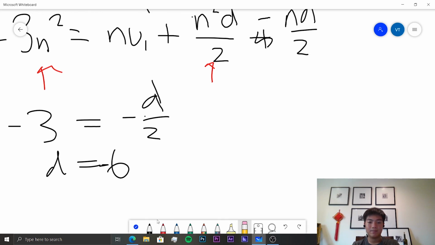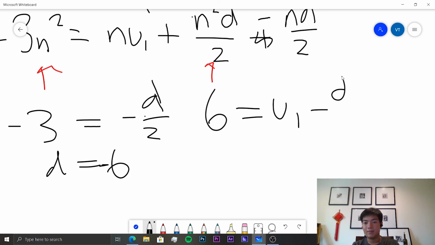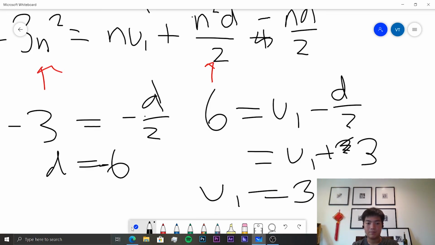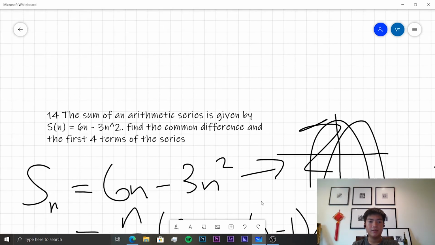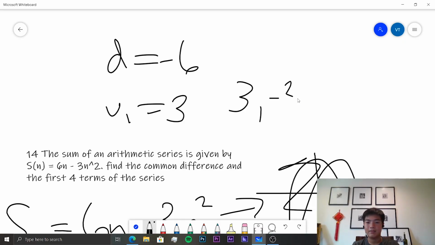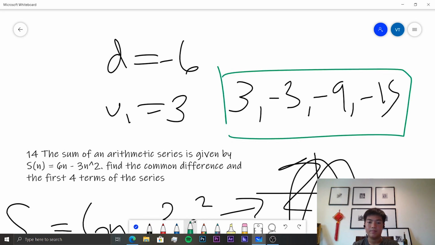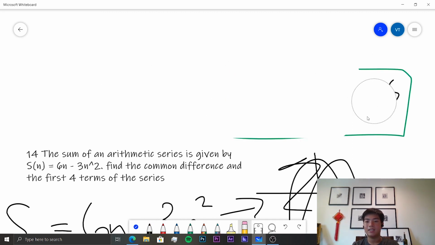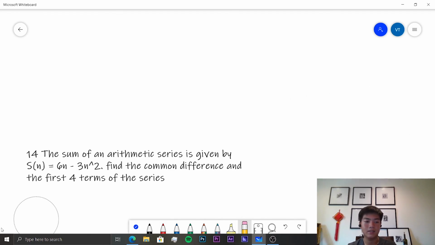And so we have 6 is equal to the first term minus the common difference over 2, which is equal to the first term plus 3. So the first term is still equal to 3. So we found the common difference is equal to -6. The first term is equal to 3, and so the first 4 terms will be 3, -3, -9, and -15. Easy peasy. Okay, now on to the last question of this.